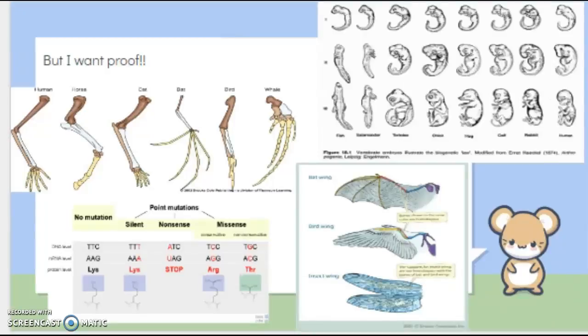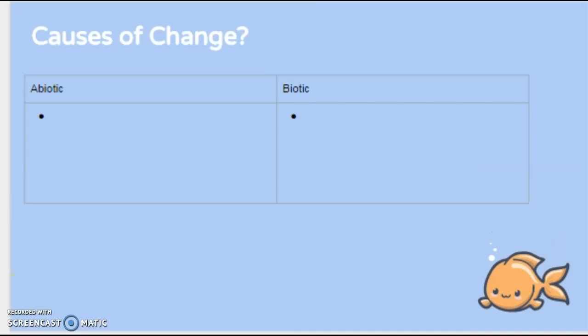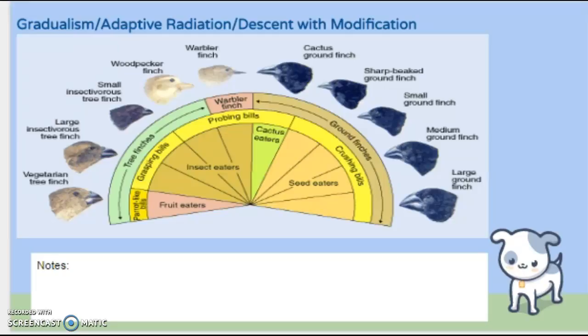Okay, so this is video 2 for Unit 5 Evolution. This is right after the Darwin video, so you should have had your abiotic and biotic factors listed. And we talked about gradualism, descent with modification, natural selection in the last video. So just a quick recap on this.